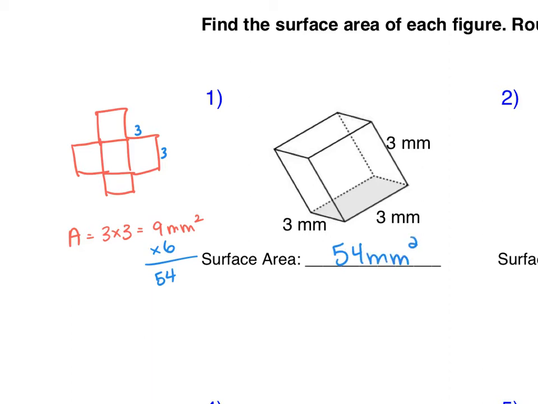I just took my single face that was 3 by 3, found the area of that, and then multiplied it by 6 because I know I have 6. And actually I missed one of my sides here. It should look like that. That's my mistake. So there are our 6 faces.